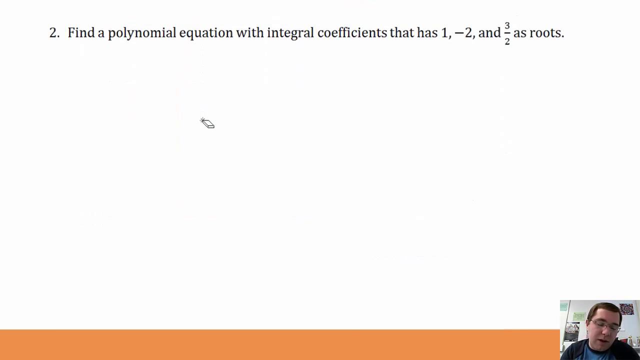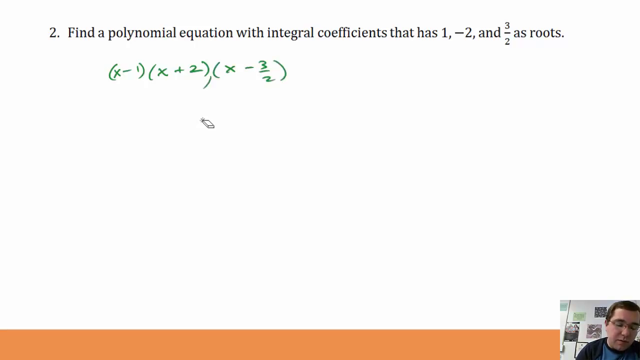Number 2, find a polynomial equation with integral coefficients that has 1, negative 2, and 3 over 2 as roots. Okay, if they're going to be roots, and according to the factor theorem, x minus 1, x minus a negative 2, or plus 2, and x minus 3 over 2 must all be factors.